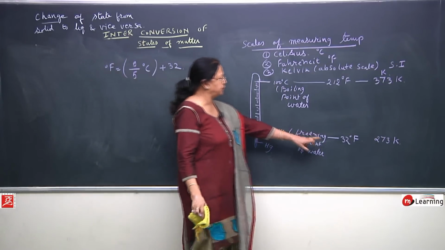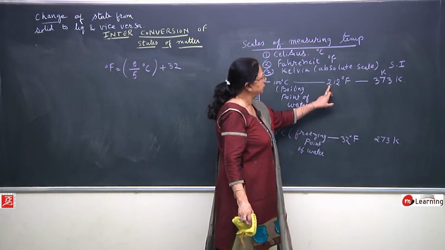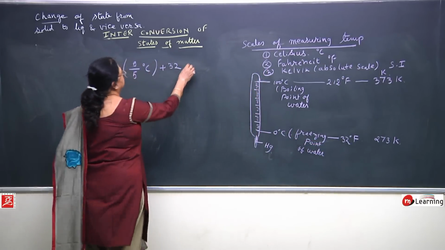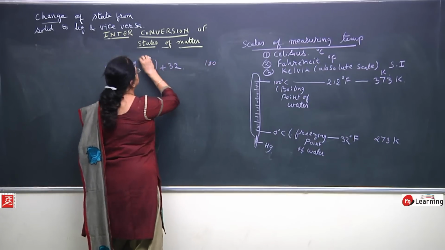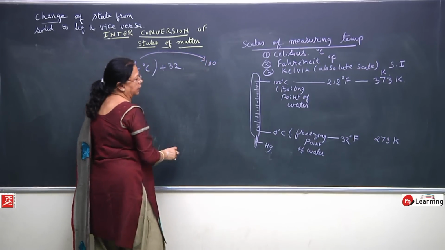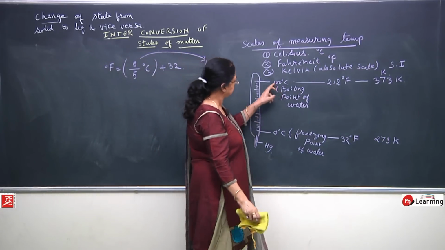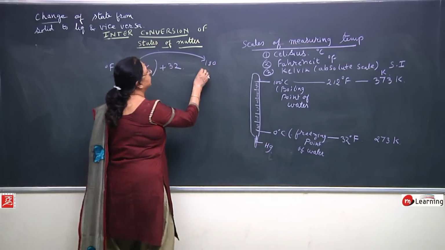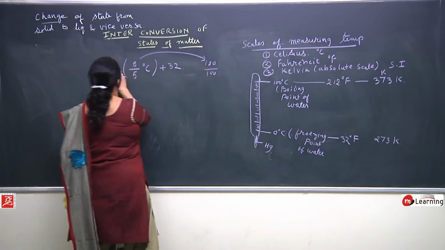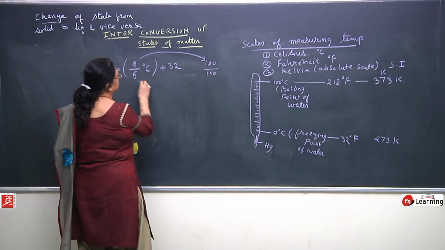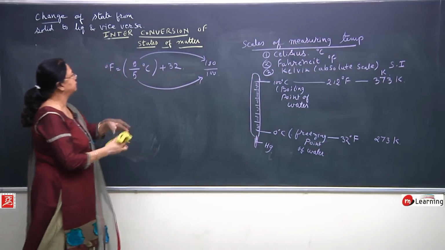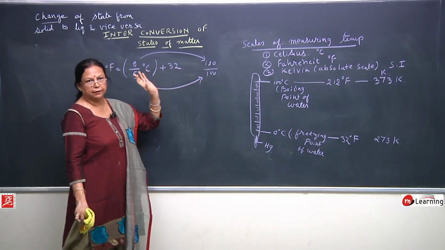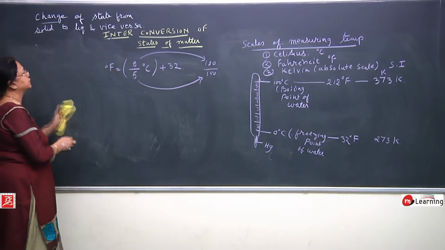Here you see the difference between these two, that is 212 minus 32. The difference comes equal to 180. And here you see the difference, that is 100 and 0. The difference is equal to 100. That is the reason we are taking here 9 upon 5, 180 divided by 100. So, this is how conversion takes place.